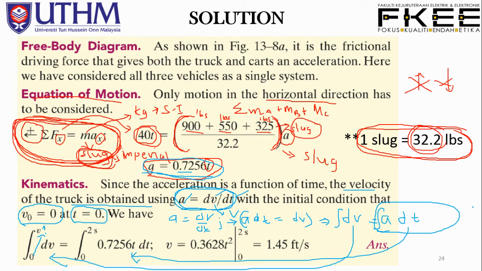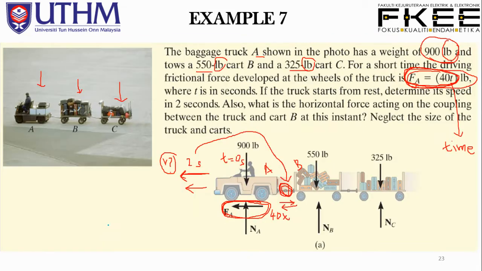What is a? a is taken from here: a = 0.725t. And dt. From the beginning, time is 0 up to 2 seconds. Why 2 seconds? Because this is the requirement from the question. They ask you to find the value of v at 2 seconds.